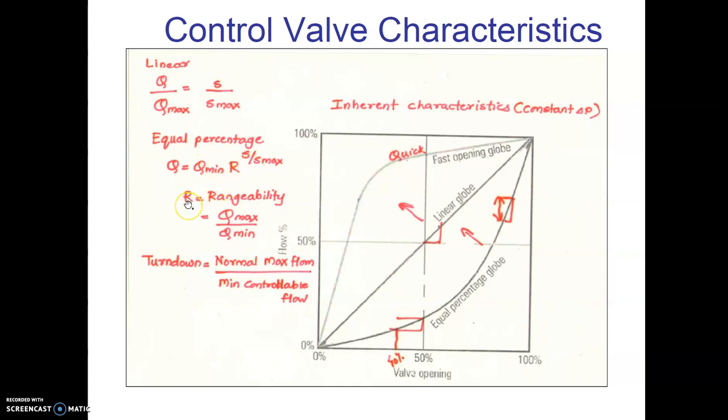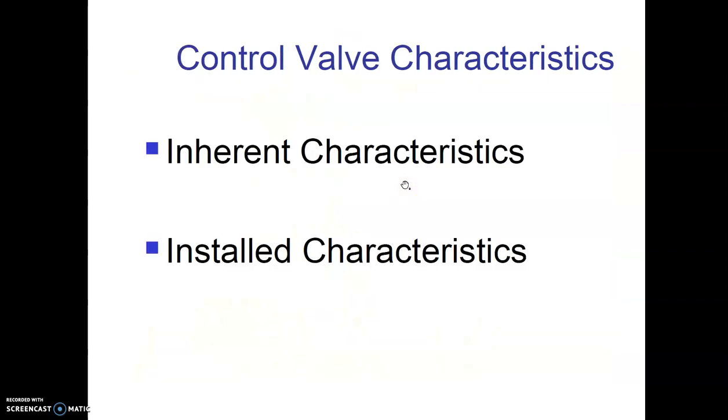Now there is one important term, that is rangeability. Rangeability is the ratio of maximum flow to minimum flow. Now the graph which is drawn over here, those are theoretical ones. Those are not practical ones. So these are inherent characteristics. That is when the pressure drop across the control valve is constant. But when you actually install the control valve in the pipeline, the pressure drop is never constant. So the nature of the graph is different than the way it is drawn here. Those are called as installed characteristics. That is when the pressure drop varies.